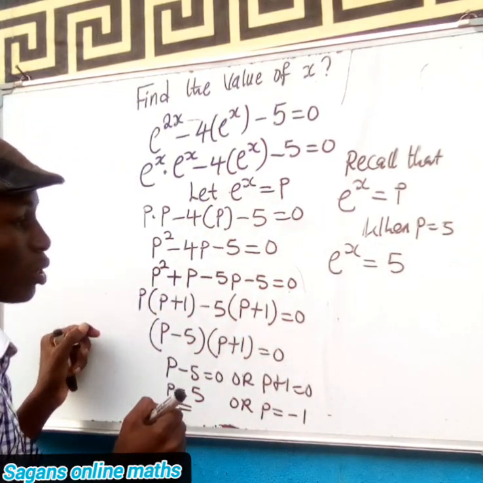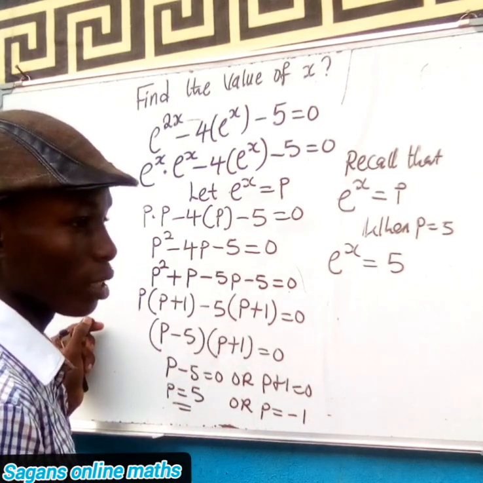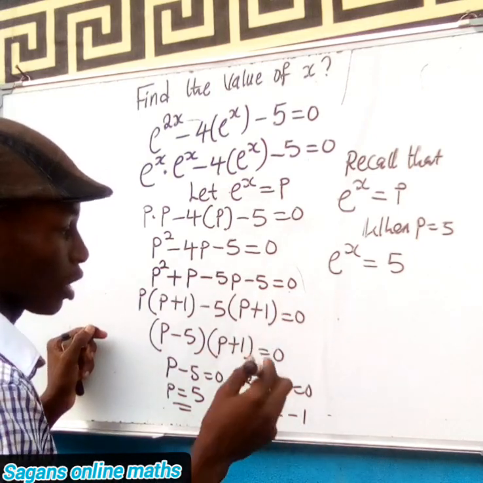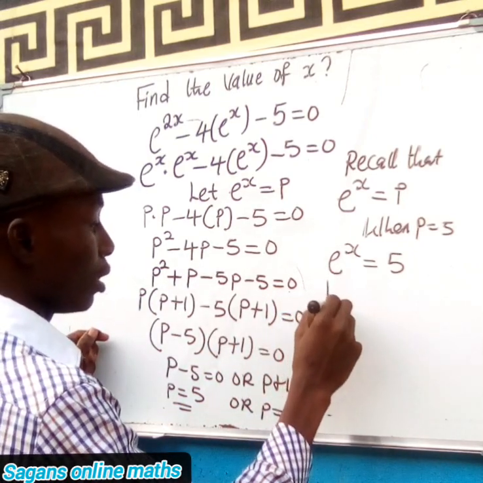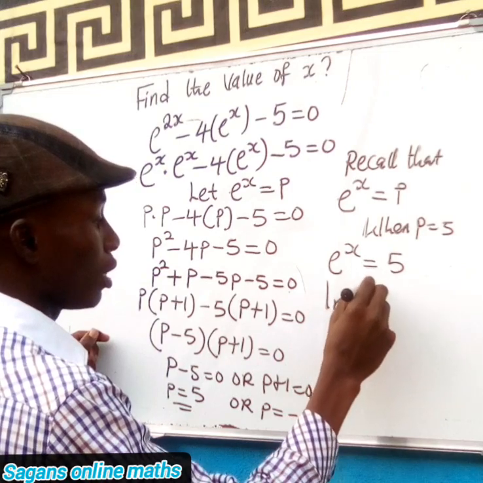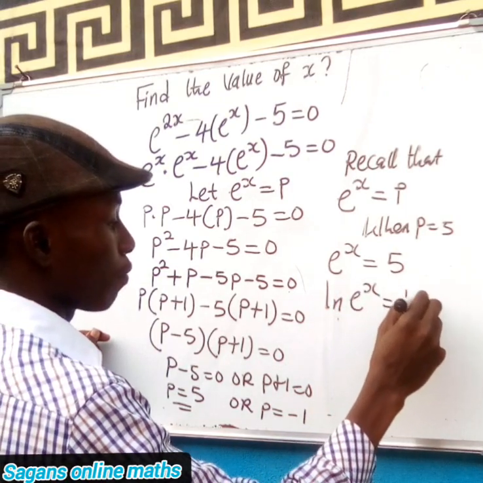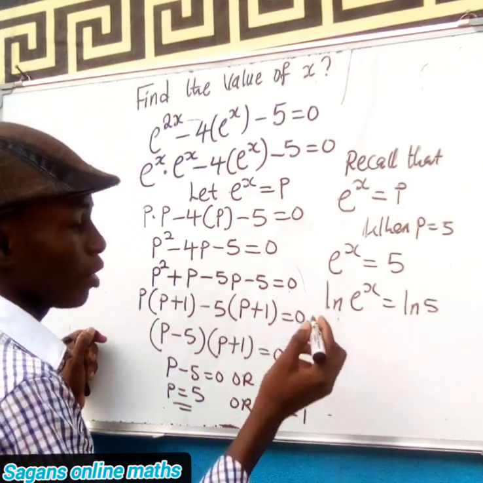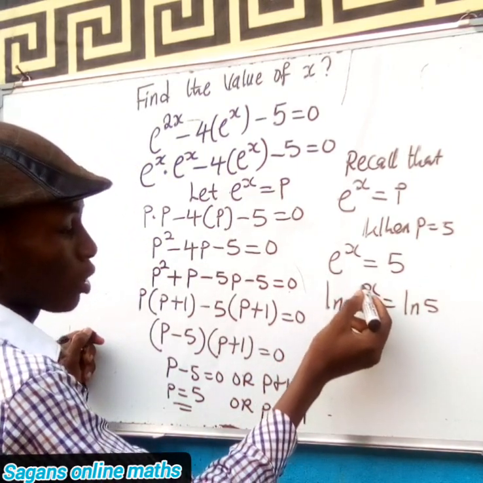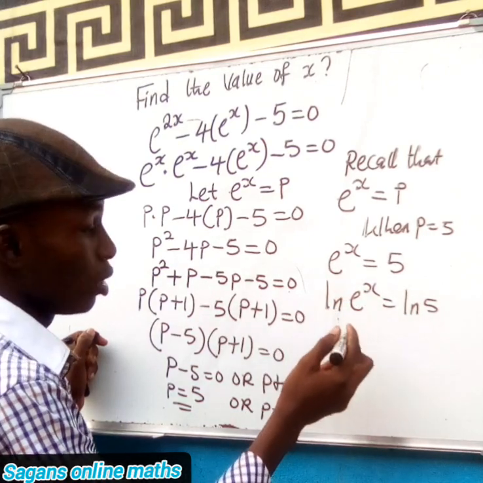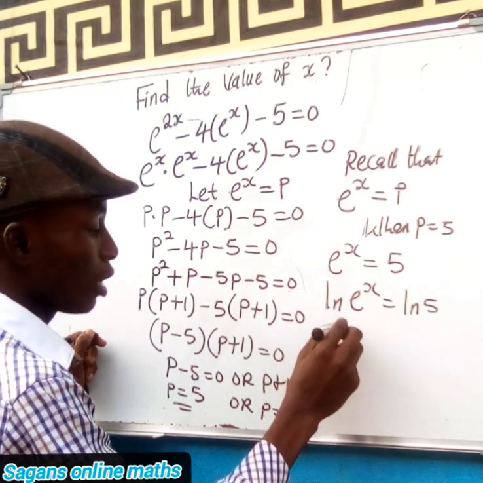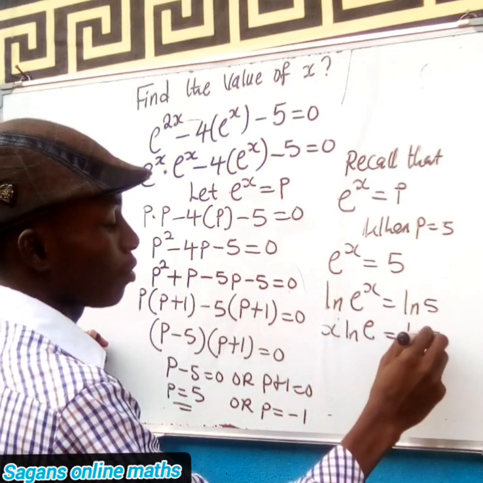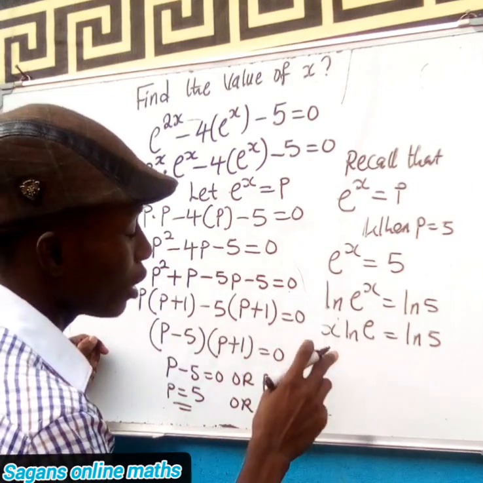What we are going to do here is take either the natural logarithm of both sides or the logarithm of both sides. But since it's in e, let's take the natural logarithm of both sides. So ln of e to the power of x is equal to ln 5. By one of the properties of logarithms, when you have the power, you can bring it to the front to multiply the logarithm. So now this is x ln e is equal to ln 5.